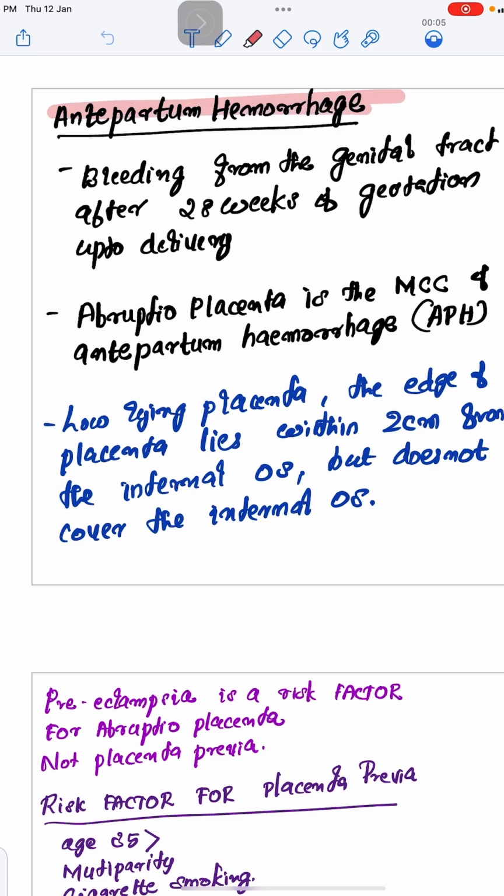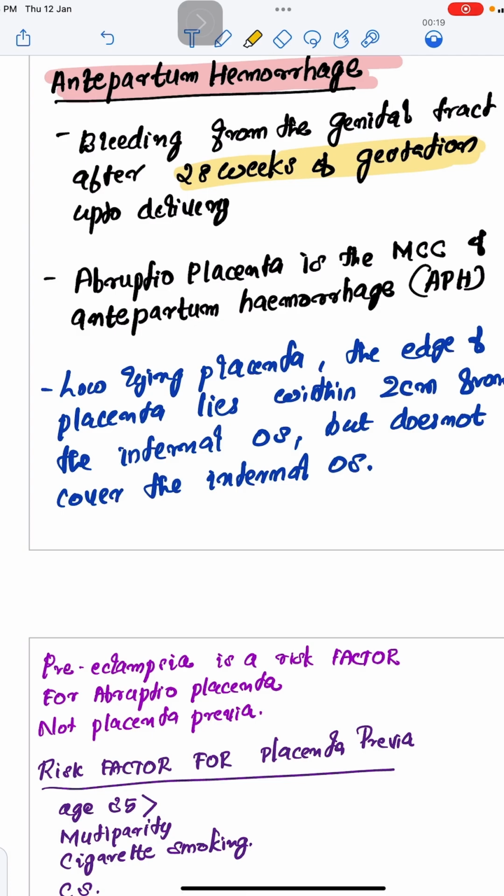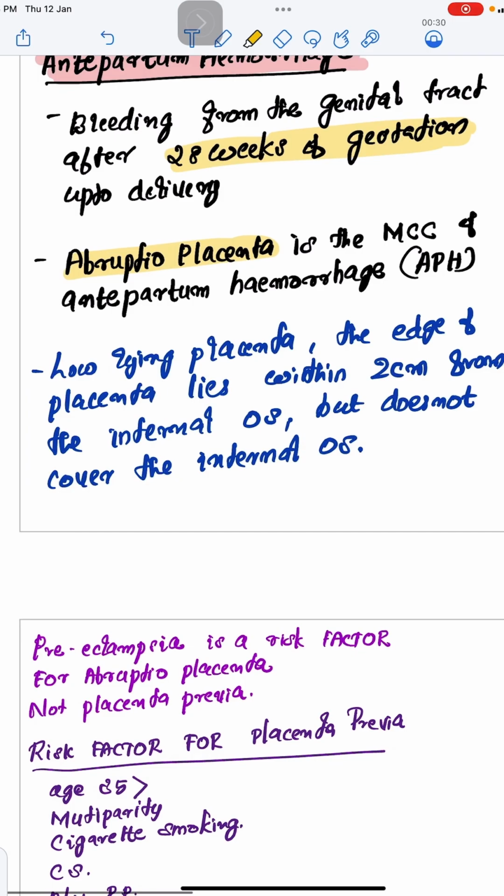Antepartum hemorrhage is bleeding from the genital tract after 28 weeks of gestation up to delivery. Two things come under that: abruptio placenta and placenta previa. Abruptio placenta is the most common cause of antepartum hemorrhage.